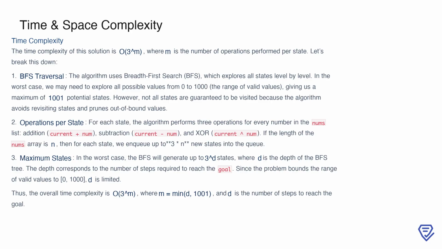Now, for each state, the algorithm performs 3 operations for every number in the nums array: addition, subtraction, and XOR. If the length of nums is n, this means up to 3n new states can be added to the queue for processing. Considering the depth of the BFS tree, the worst case could generate up to 3 to the power of d states, where d is the number of steps required to reach the goal. Since the range of valid values is bounded between 0 and 1000, d is limited. Therefore, the overall time complexity becomes 3 to the power of m, where m is the smaller value between d and 1001, and d represents the steps needed to reach the goal.